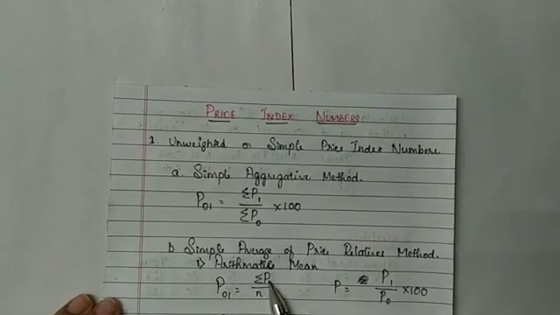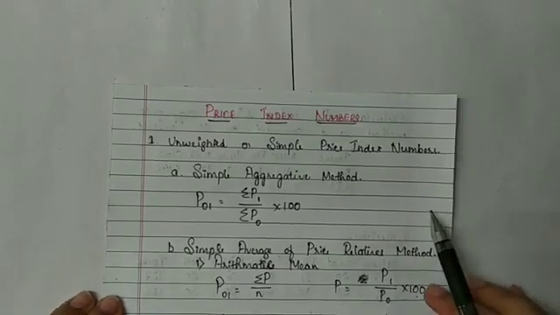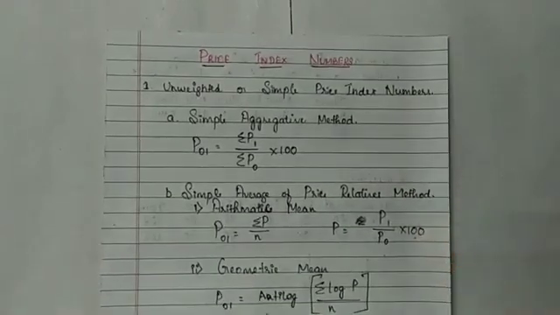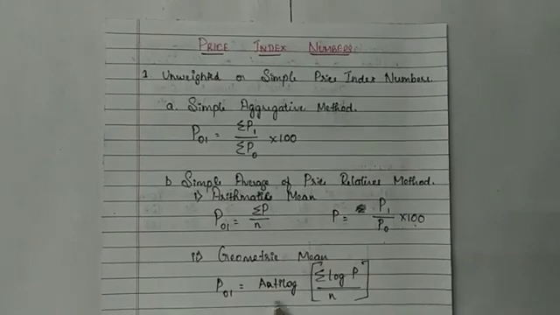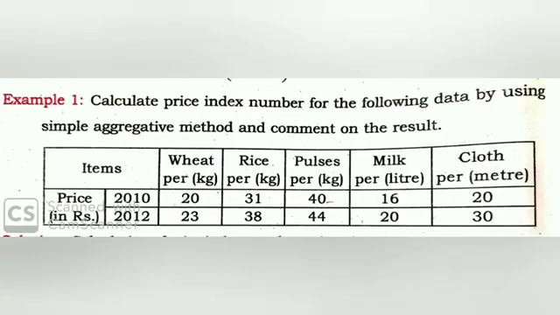So how to calculate this P? P is equal to P1 divided by P0 into 100. And the second one is geometric mean. There, the antilog and log method is used with log tables. So P01 is equal to antilog of summation log P divided by N. So here is our first problem now.